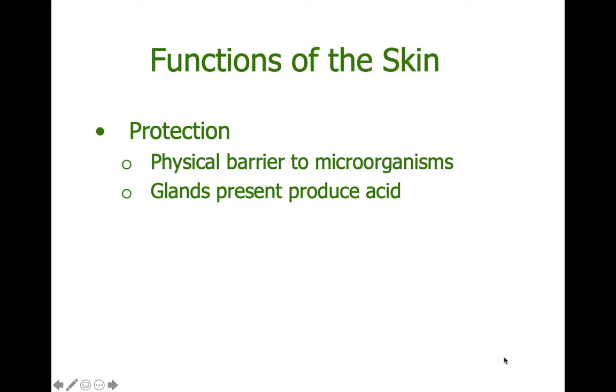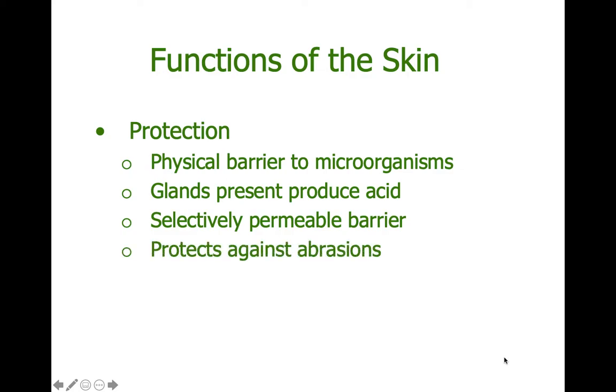Glands are present to produce acid. Bacteria specifically have a very narrow range of pH where they can flourish, where they're really happy growing. And by having these glands produce an acid, it makes the surface of your skin have a slightly acidic pH, which microorganisms, again specifically bacteria, are not happy growing in. So by having this pH being acidic, it prevents or limits the bacteria that can in fact grow on your skin. It acts as a selectively permeable barrier. We know that means that certain things are allowed to pass across this barrier to either enter or leave your body. It protects against abrasions.